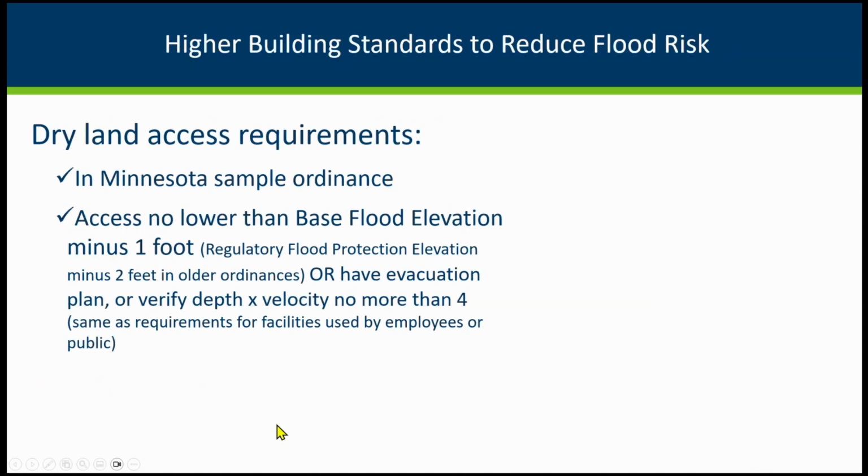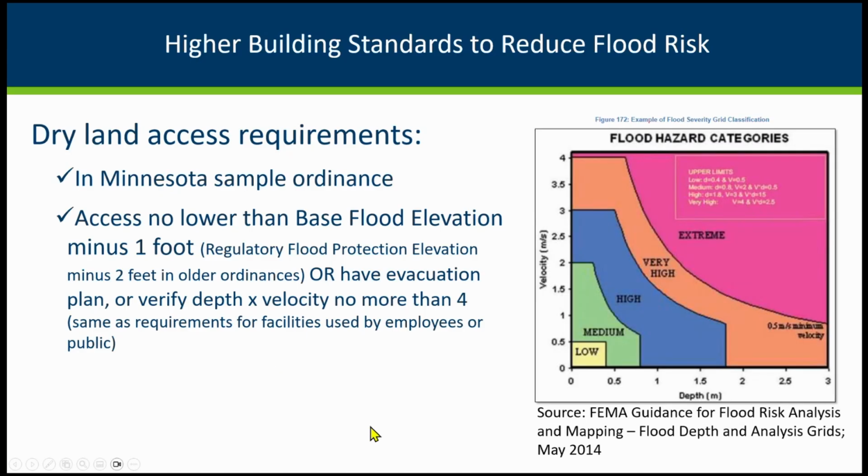I mentioned the dry land access requirements. We have that in our sample ordinance. We do have some language regarding that in state rule, but it's not consistent in all the zones. But in our ordinance, we recommend that they have that access, or they have an evacuation plan, or they verify that the depth times velocity is no more than a factor of 4. So 2 foot deep flooding with 2 feet per second, or 1 foot deep with 4 feet per second, that you don't want it to be too deep and too high velocity for someone to be able to walk through. So the higher velocity, higher depth is definitely a higher risk.